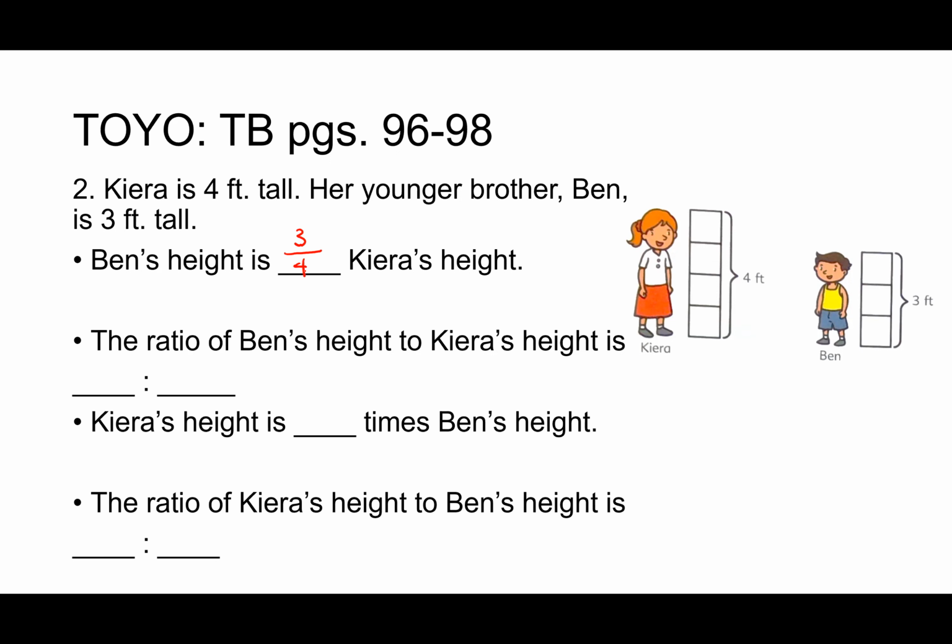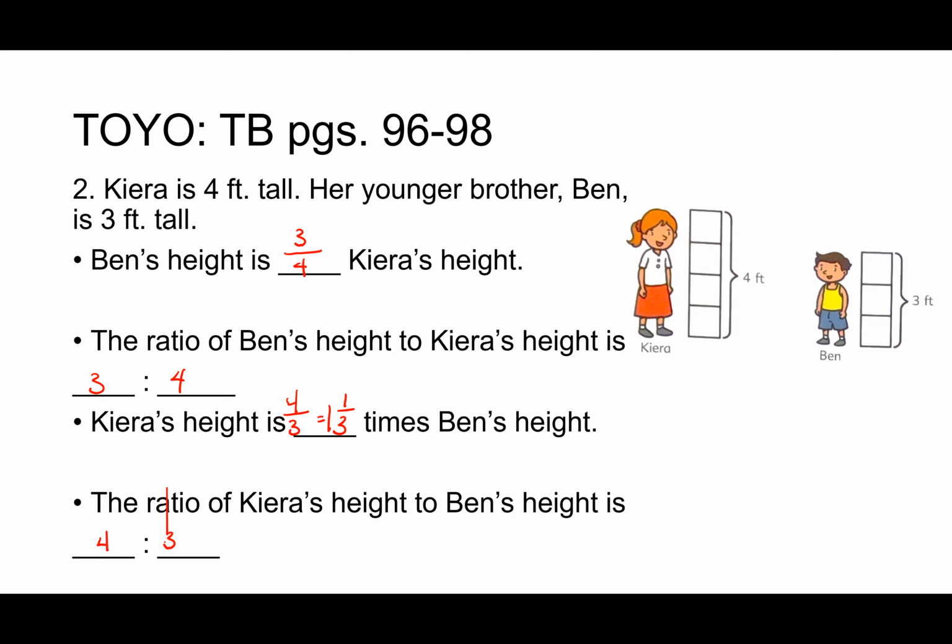The ratio of Ben's height to Kira's height is what? Good. Kira's height is blank times Ben's height. It's not 1/4. Kira has 4 units and Ben has 3 units. So if I'm comparing Kira's height to Ben's height, remember Kira's going to be taller, right? So how many units would she have? Yep, 4. And how many units does Ben have? 3. Good. So 4/3, which if we simplify, what would that equal? 1 1/3. Good. The ratio of Kira's height to Ben's height? 4:3 is correct. Nice job.